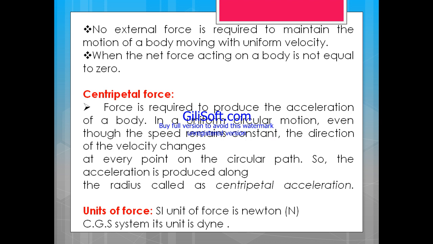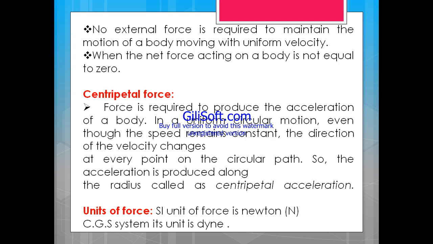When you have started that stone to move, the velocity of the stone, which is nothing but position, will also change. In such a case, at each and every point on the circular path, the speed remains constant, but the velocity, it means the position alone, is changing. So this type of acceleration is produced along a radius.